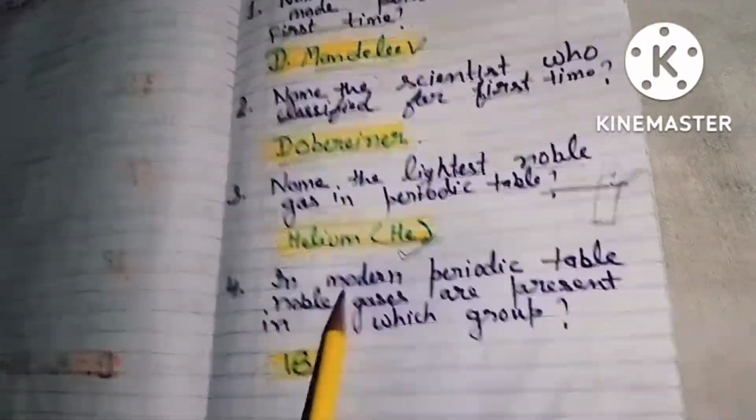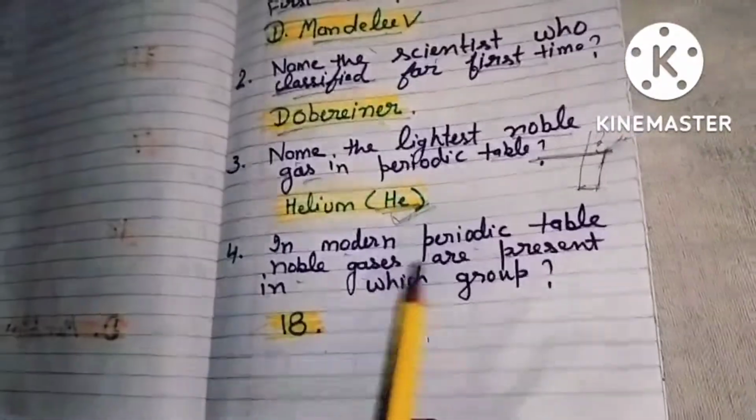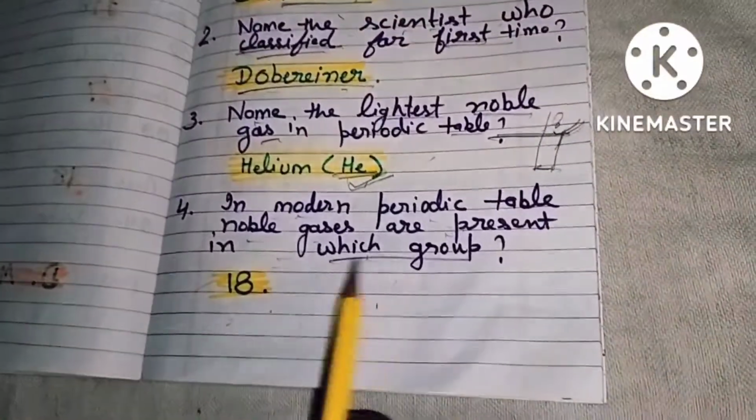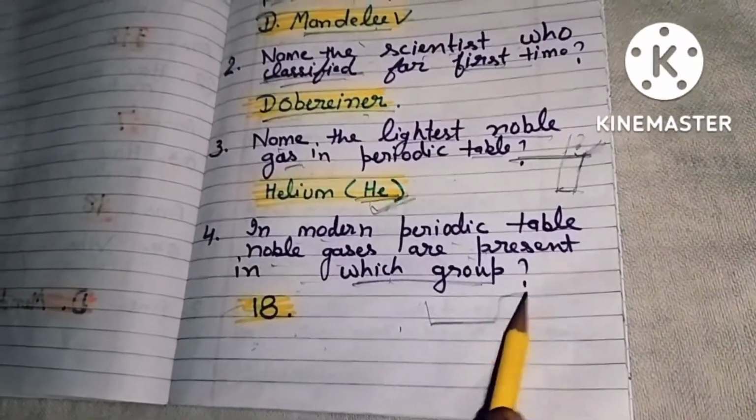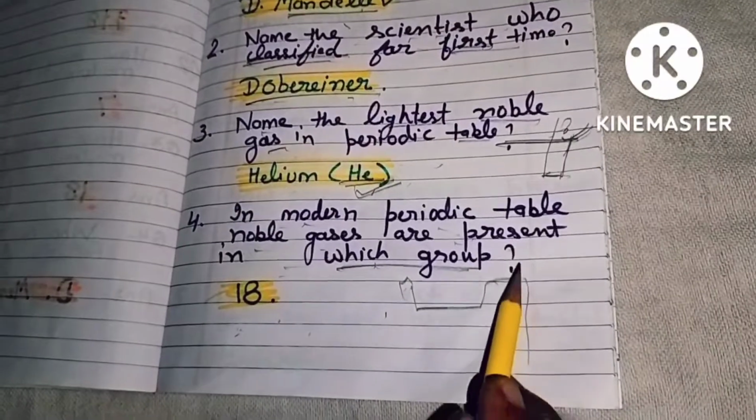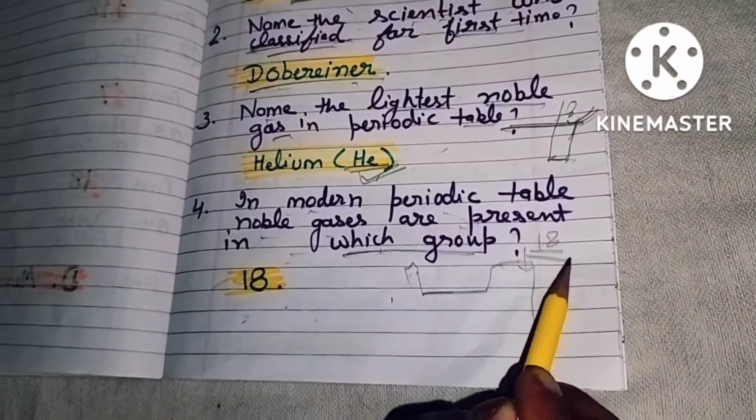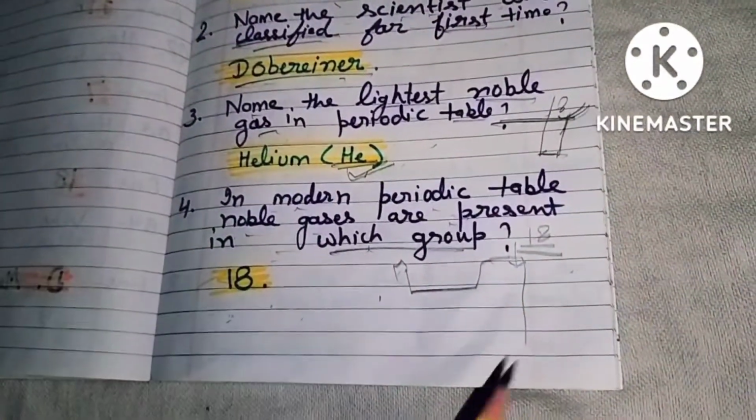Next, in the modern periodic table, noble gases are present in which group? We study in the modern periodic table that the last, 18th group, is the group of noble gases.